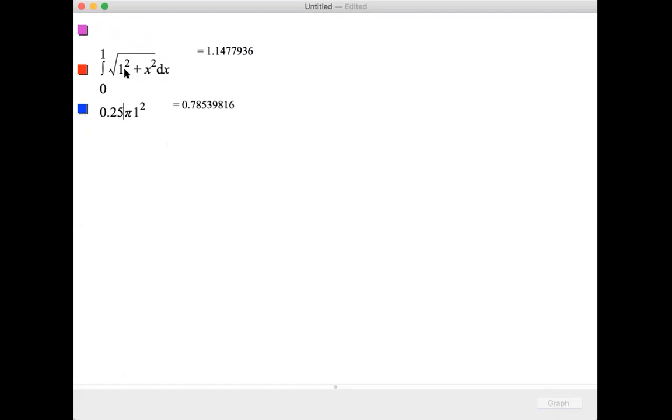Oh, what is this doing? I don't know why it's doing that. I did 0 to 1. Well, let me take a look at that later. I'm going to figure out what it's doing weirdly here, but I think it has to do with the fact that it doesn't like r's. If anyone else sees what it is right away, let me know. But that is a quarter of a circle with a radius of 1.